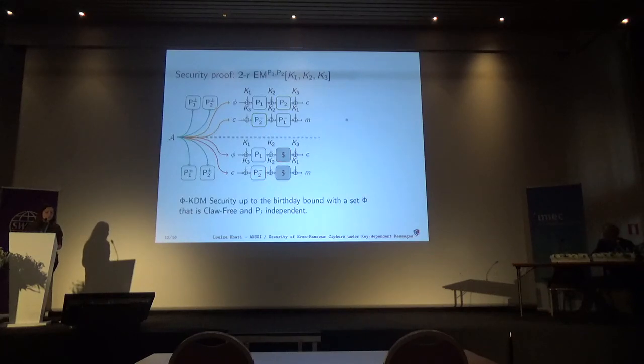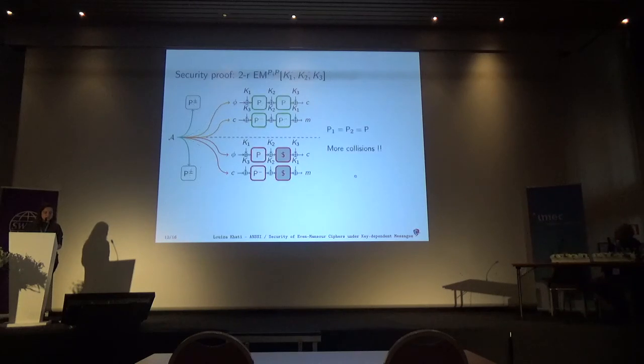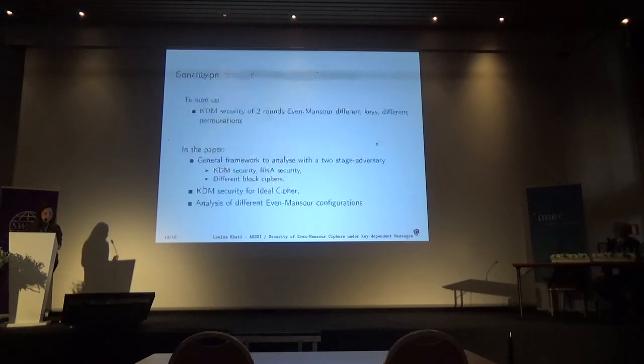So at the end, if the set phi is claw-free and all the functions are independent of pi, we have a security up to the birthday bound. Quickly, if we have an Even-Mansour scheme with the same permutation, we will have more collisions to take into account. So quickly to sum up, we just saw the Canadian security proof of the two-round Even-Mansour with different keys, different permutations. And actually, that's not the real security proof. It was just an easy way to present our security proof.